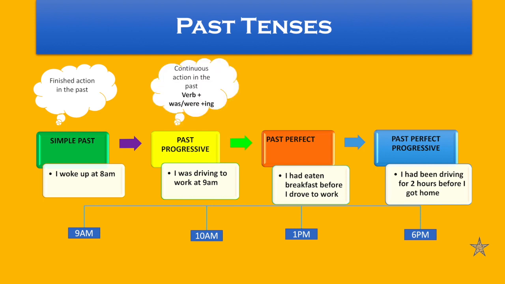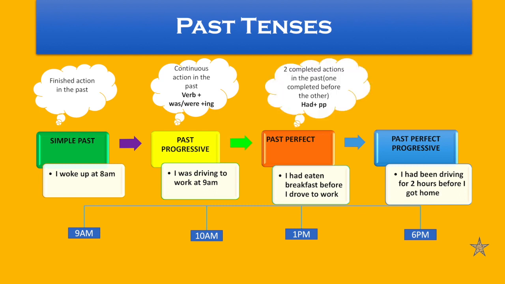Now, past progressive, we say, I was driving to work at 9 a.m. Now it's 10 a.m. So you're no longer driving, but you were driving before 10 a.m. So we use the verb was or were plus the ing. So I was and then driving because I want to show the progressive action of ing. So I use I was driving to work at 9 a.m. because I'm no longer driving.